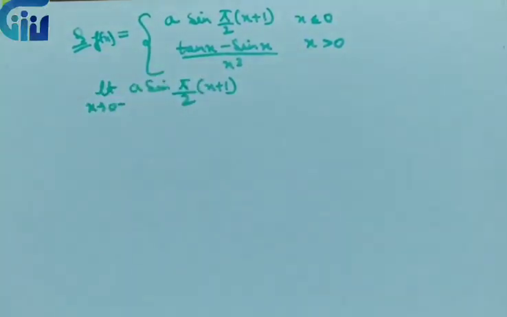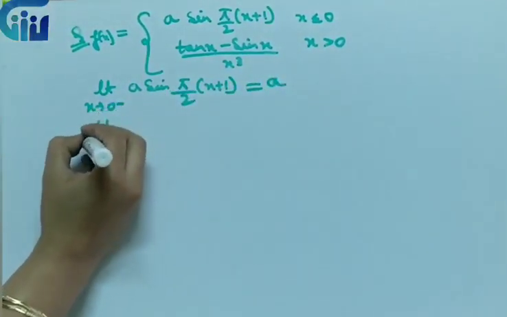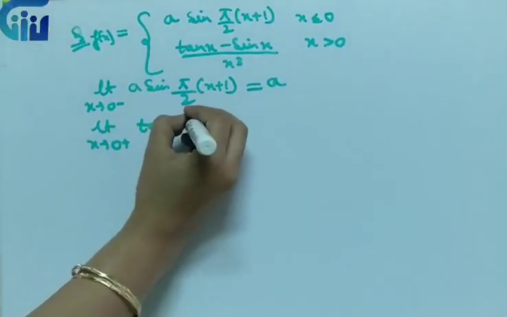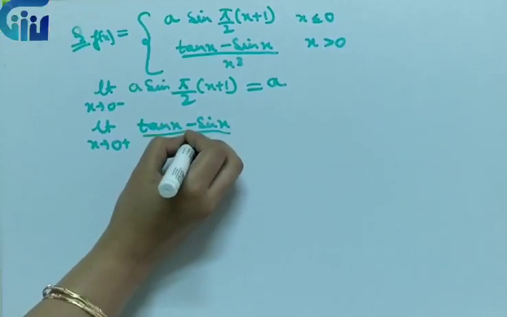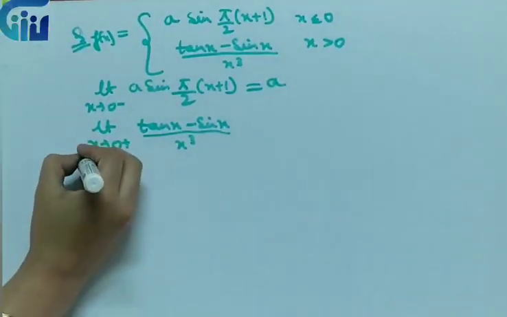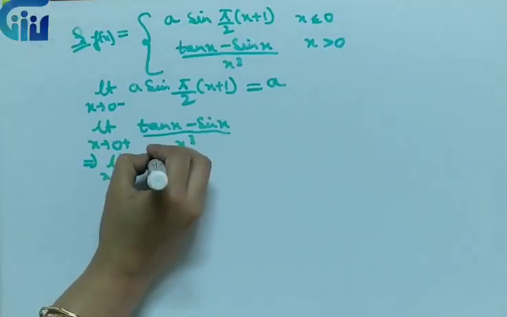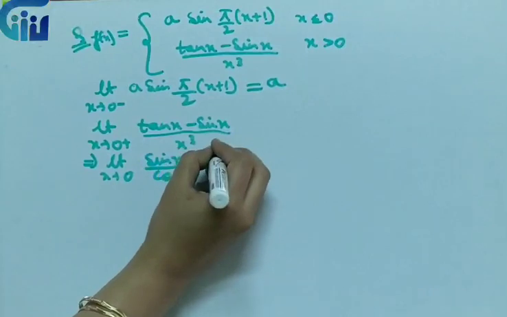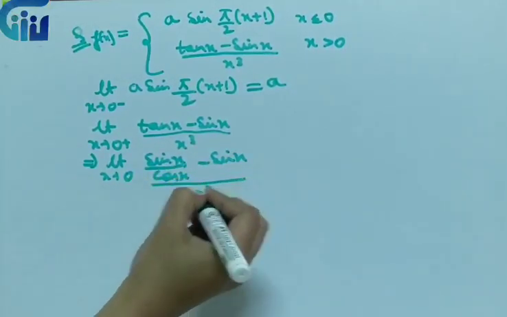Over here I'll get sin pi by 2. So a sin pi by 2 will give me answer as a. So left hand limit has come out to be a. Let's see what is right hand limit. Right hand limit is tan x. So if you see this question, just try to recall all the questions that we have done in class 11th, right? So what we have, limit x tending to 0, this can be written as sin x upon cos x minus sin x upon x cube, right?